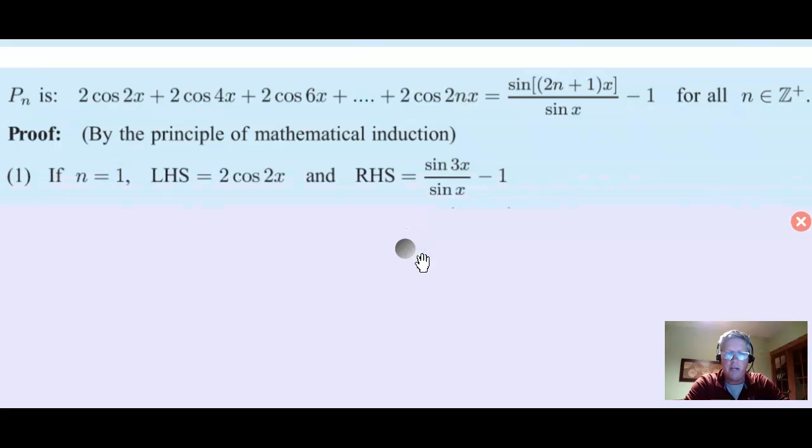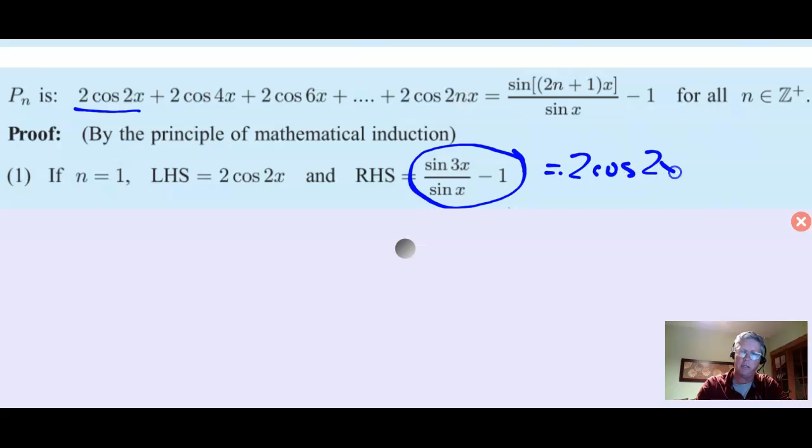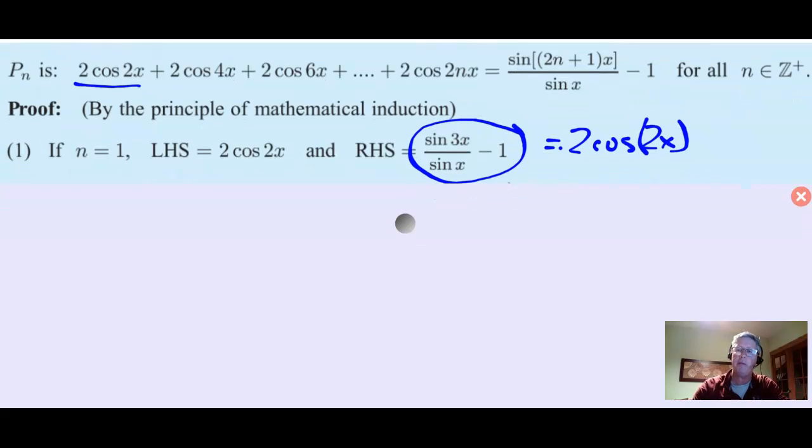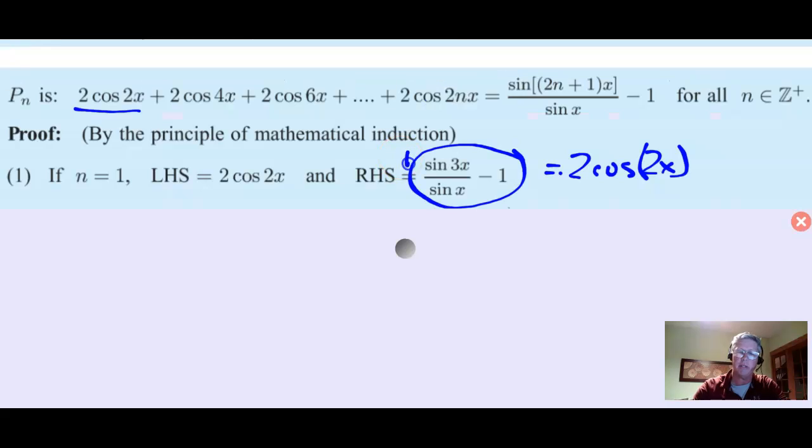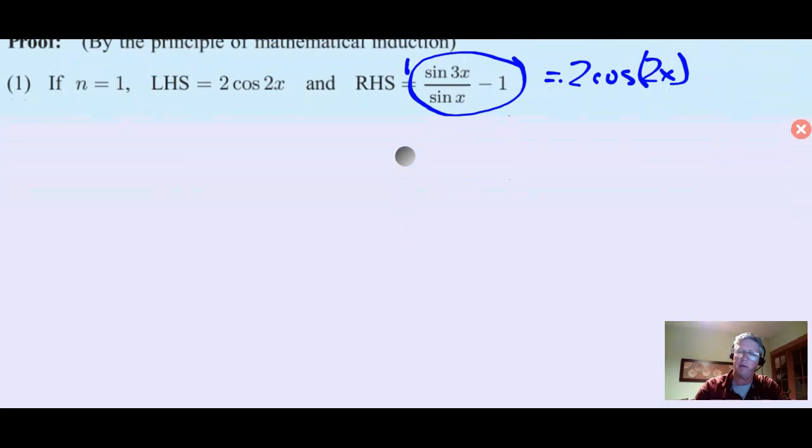All right. So if n equals 1, the first term is that. Plug a 1 in, and what we have to show is that it's equal to 2 cosine 2x. Oh my. We need to prove that this is equal to 2 cosine 2x. There's not even a cosine in it. And no, you cannot subtract the 3x from the x. Don't even think that. Stop it. I'm helping you out. So what are some things that we can think about?